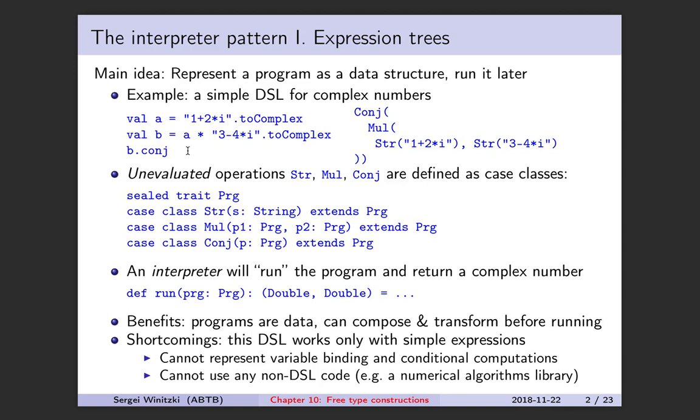So before you run your DSL program, you can store it in some data structure, you can put it on disk in a file, read it back, send it over the internet, and compose it with other DSL programs in the larger DSL program. All that is data manipulation that has nothing running yet, nothing is computed yet. When you're ready, you call the run function and actually compute the results.